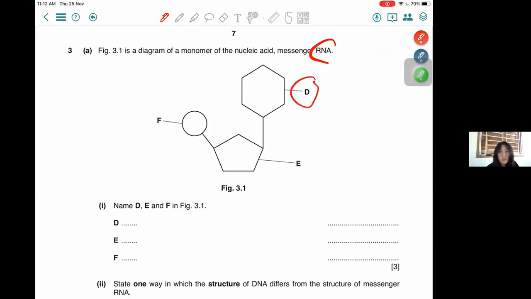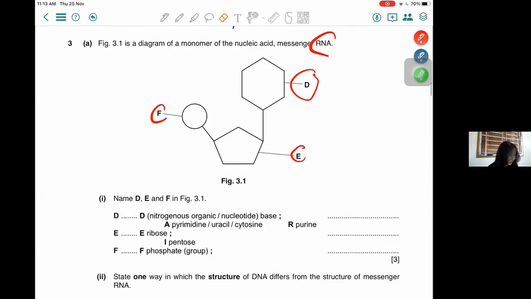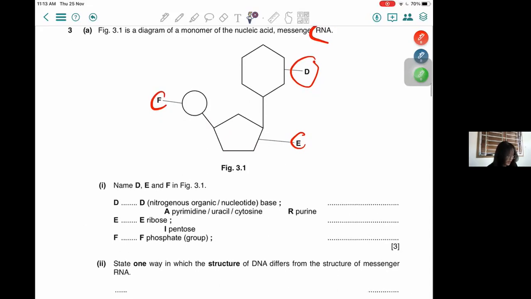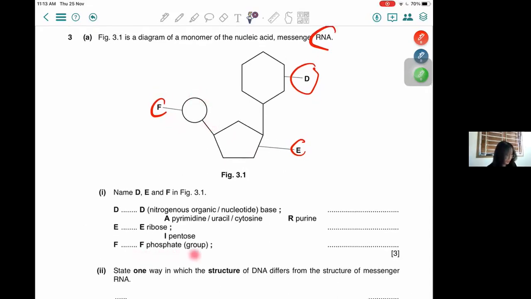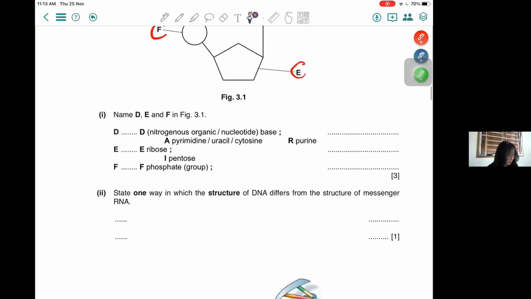D is, let's see the mark scheme. D is the nitrogenous base, not ribose. Ribose is this one, which is the sugar. So E is the ribose, and F is the phosphate group. So let's move on to the next question.